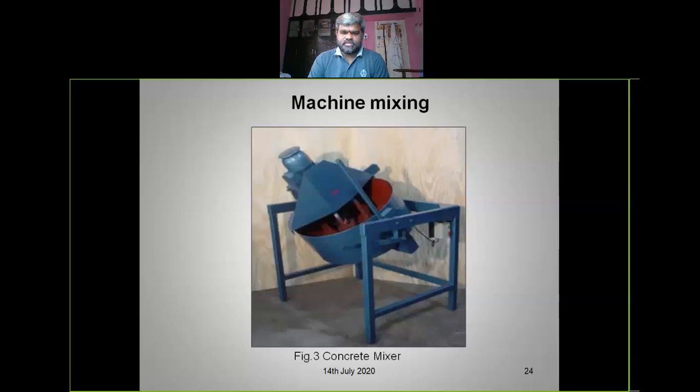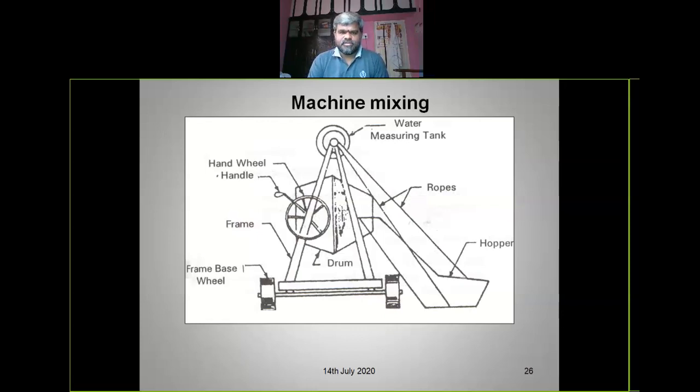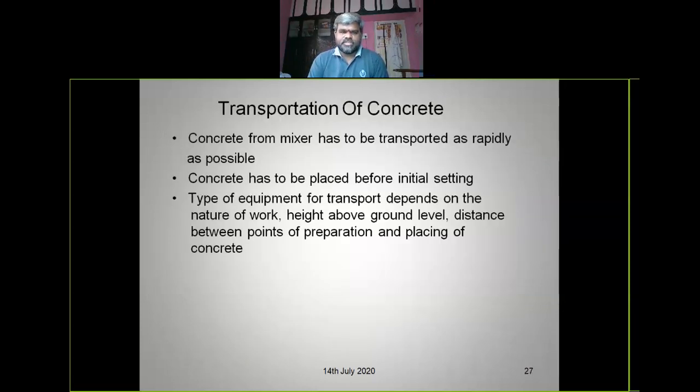So this is a machine mixing mixture. This is also a hopper tilting drum machine. This is another view. Transportation next: mixing, batching, and transportation.